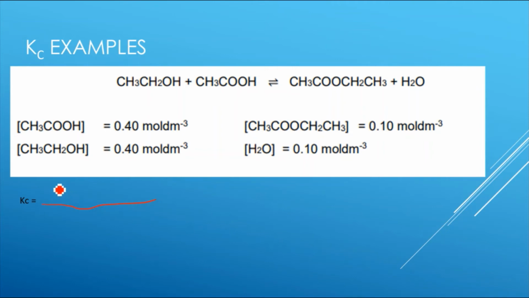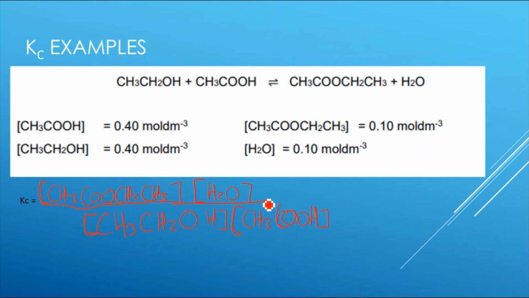So as we've written before, the products will go on the top, so it'd be square brackets and CH3COOCH2CH3. So this is one of the products, and this would go on the top, and the other being H2O would also go on the top. So next we have the reactants, and this would go on the bottom, so that would be CH3CH2OH, and the other one is CH3COOH.